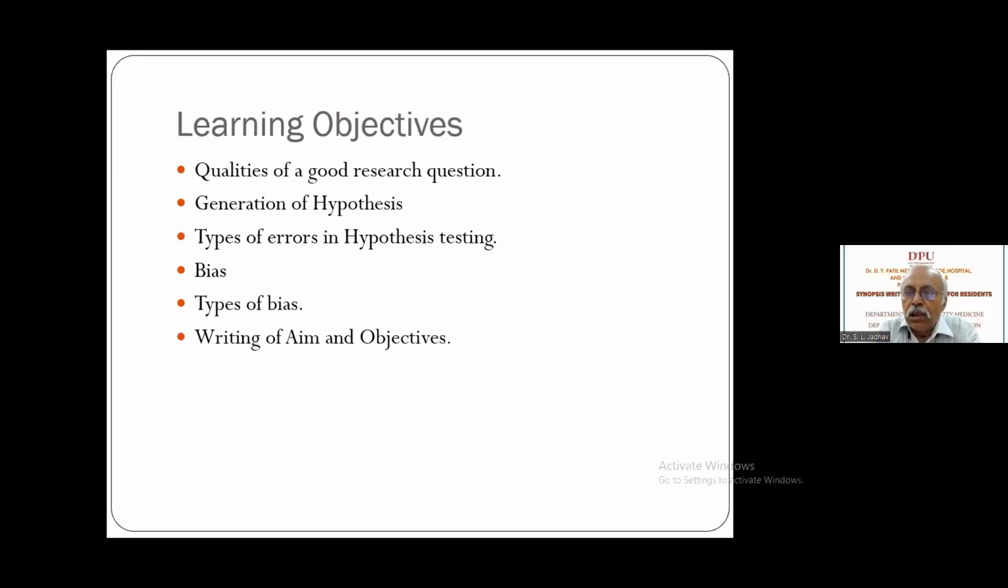Types of bias. And after you write the research question, how to write the aim and objectives, and what is the difference between aim and the objectives? So this is how we'll proceed. So what is the quality of a good research question?